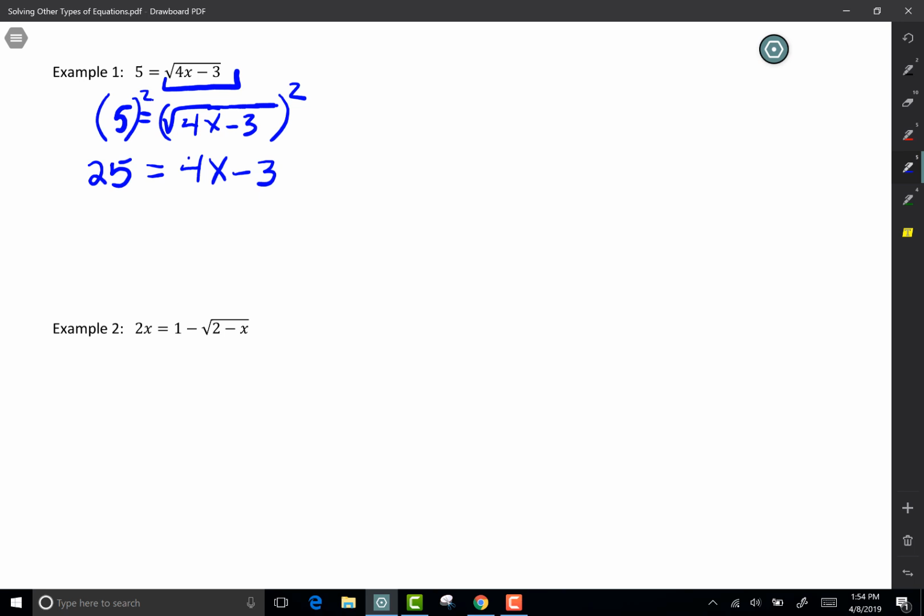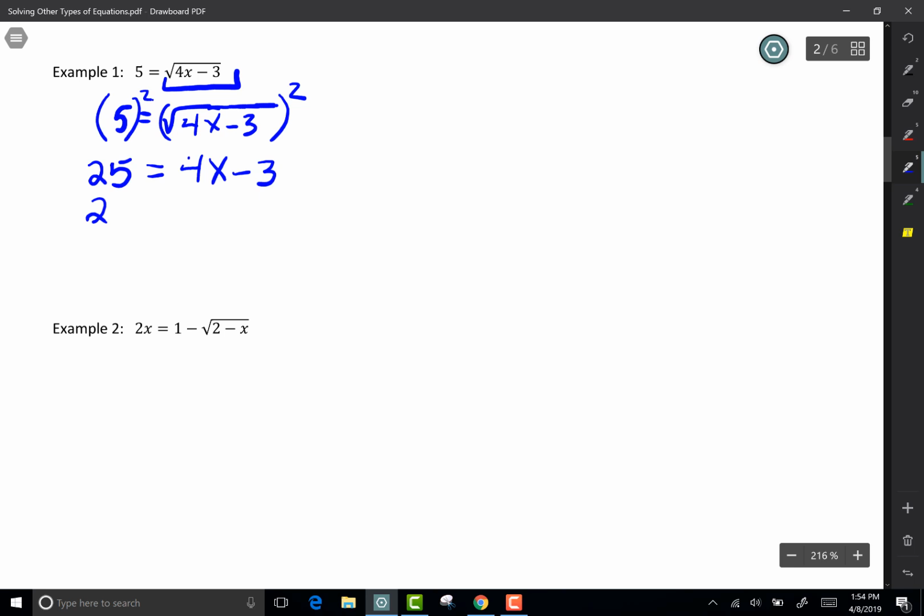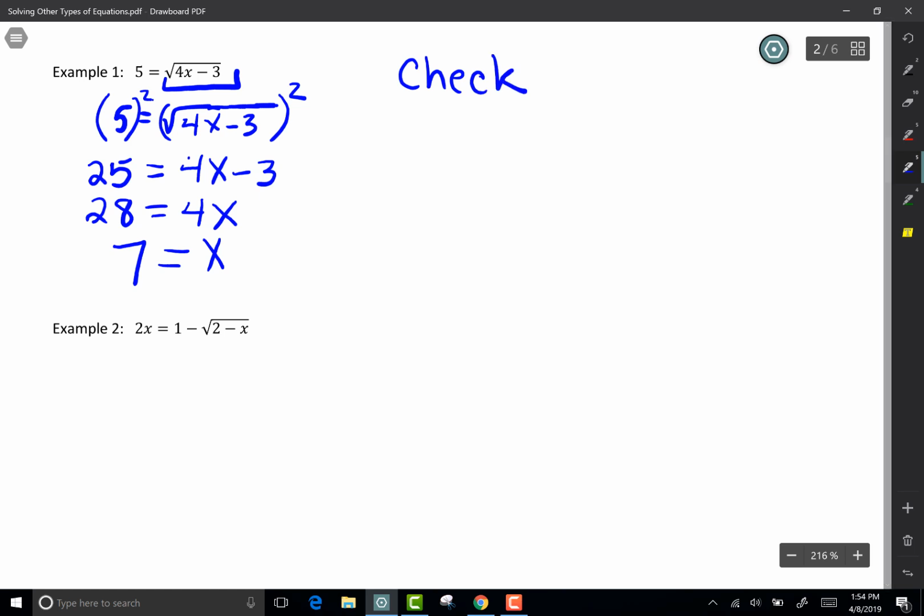I'm just going to add 3 to both sides. That gives me 28 is equal to 4x, and then I'm going to divide both sides by 4. So I get x is 7. Because this is a radical equation, and sometimes we can get an extraneous solution, we want to make sure that we check our answer. So we're going to plug 7 in everywhere I see x in the original equation.